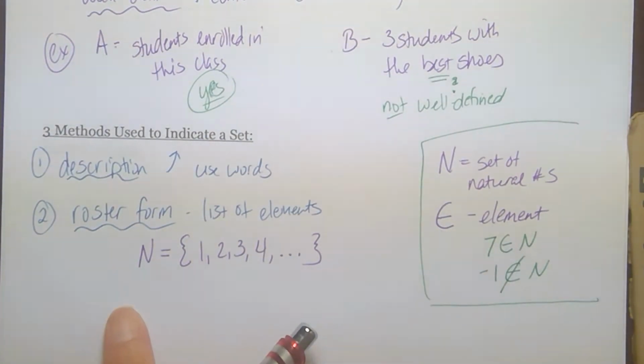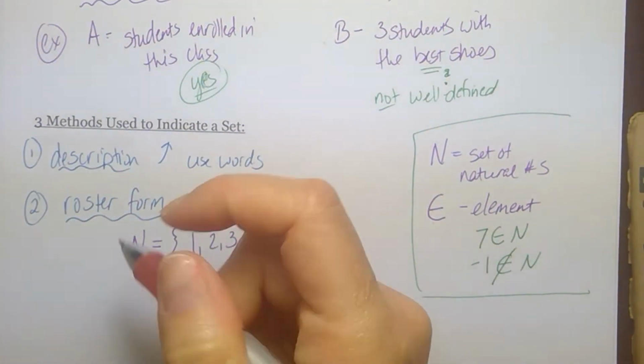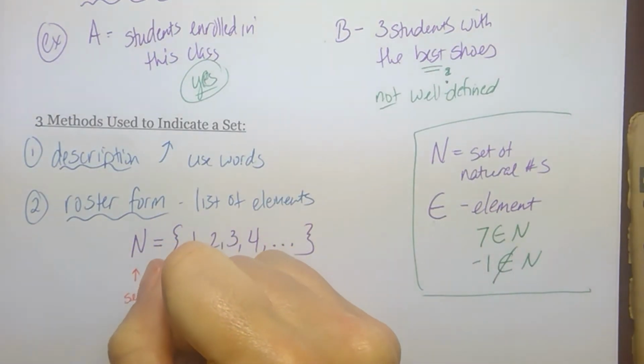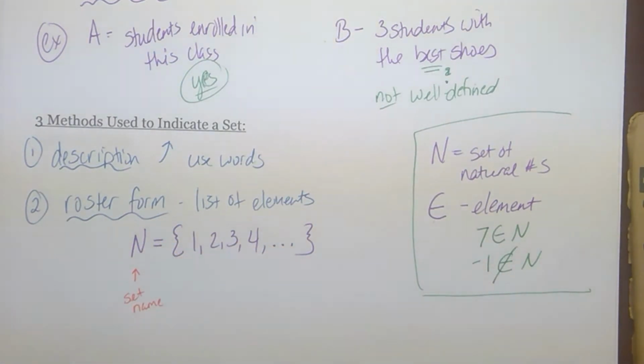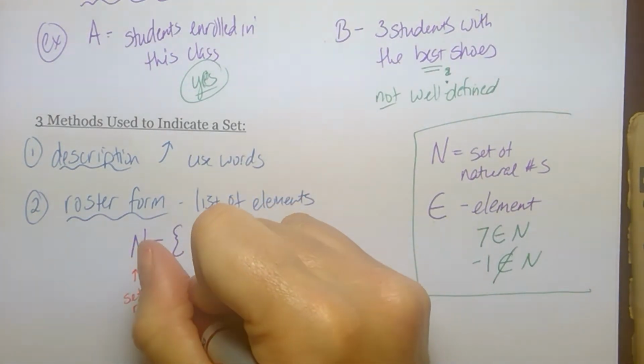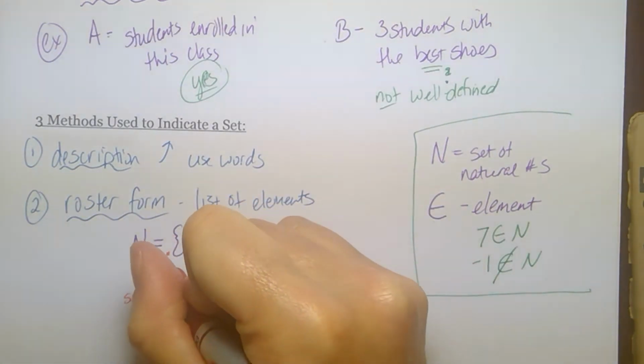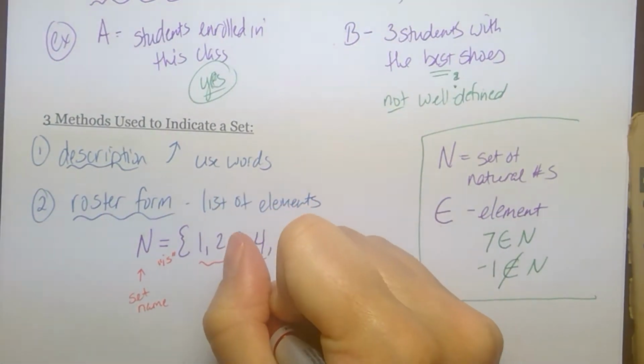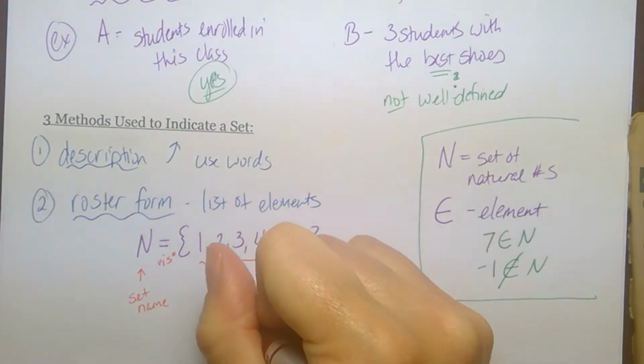Okay, so back to our roster form. I start with the name of my set. N in this case is the set name. I could have named it A or B or C or whatever I wanted to. My equal sign I read as "is." And then I know I've got roster form, I'm listing the elements, because I have the fancy braces. Inside the fancy braces, I have my list of elements.